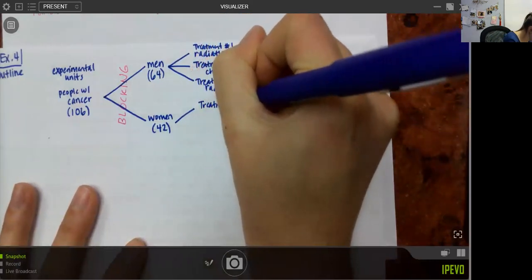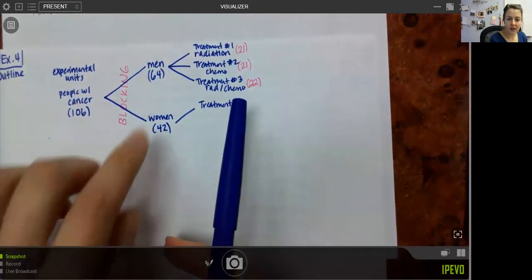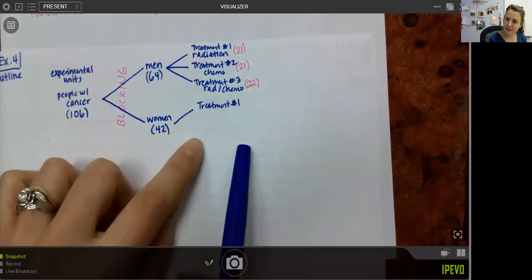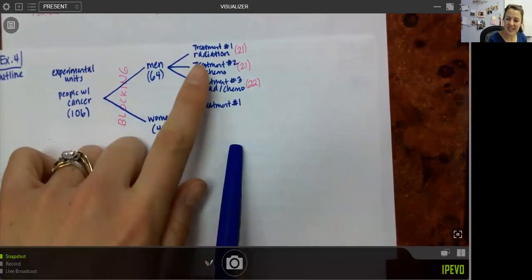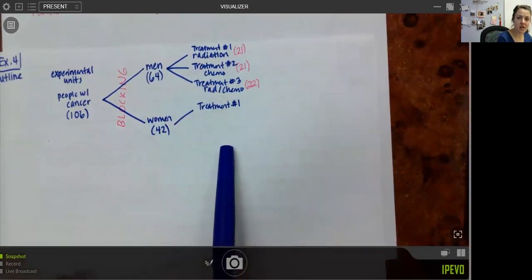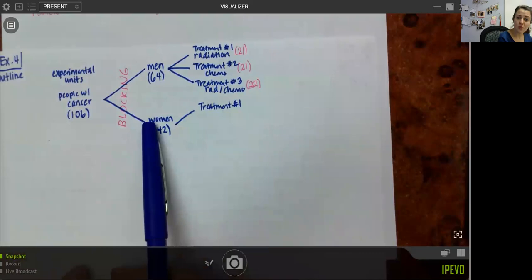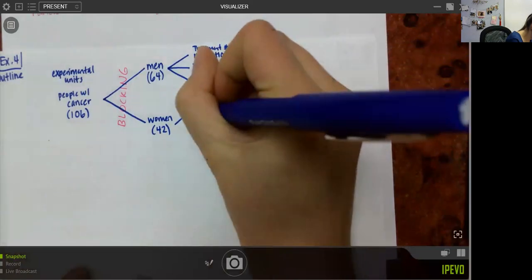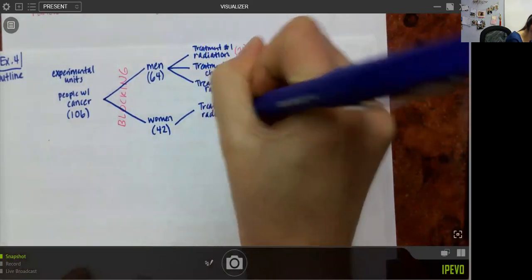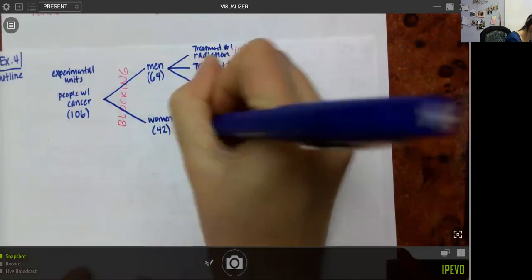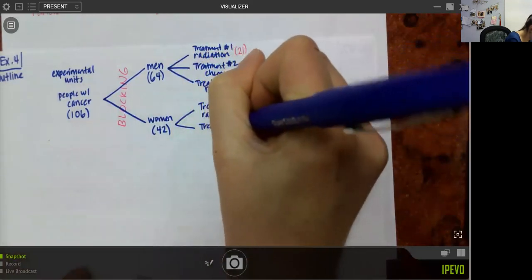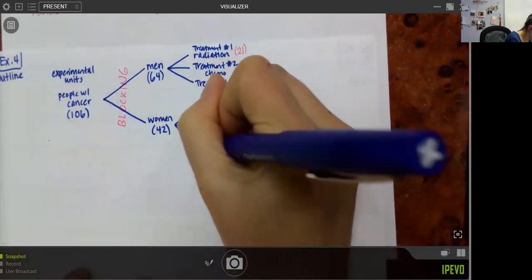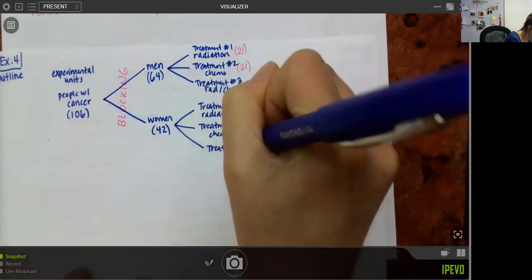Treatment number 1. Now, notice that I'm not putting this as treatment group number 4, because the 3 types of treatment groups that women can be assigned are the same 3 treatment groups that men can be assigned. So I'm going to say treatment number 1. These women are still going to be assigned the same thing as this, radiation, as the men. Treatment number 2, chemo. Treatment number 3, that's my combo treatment.